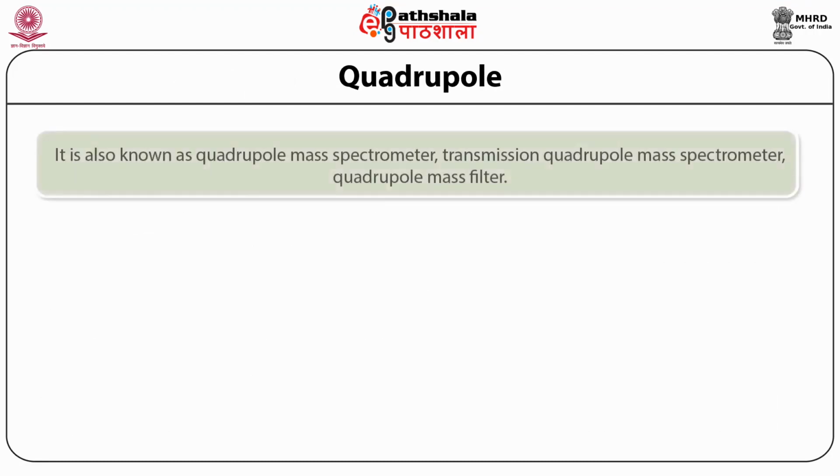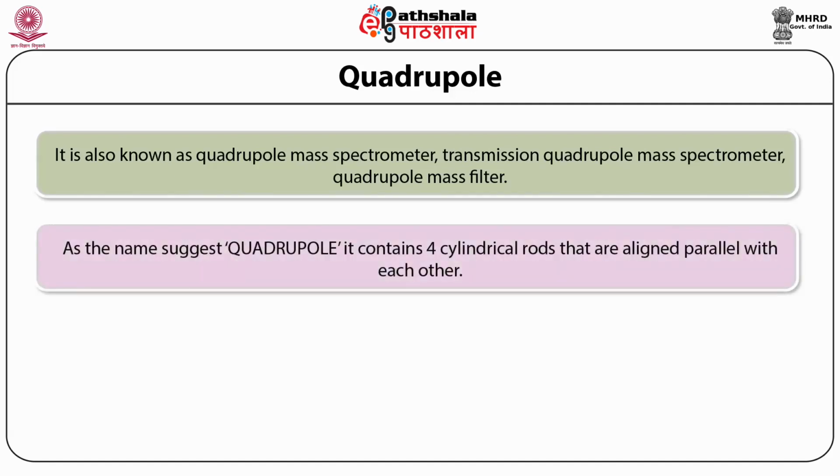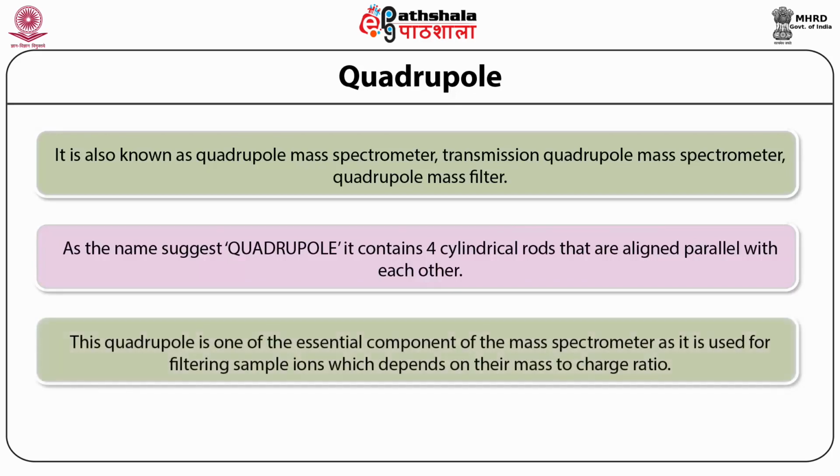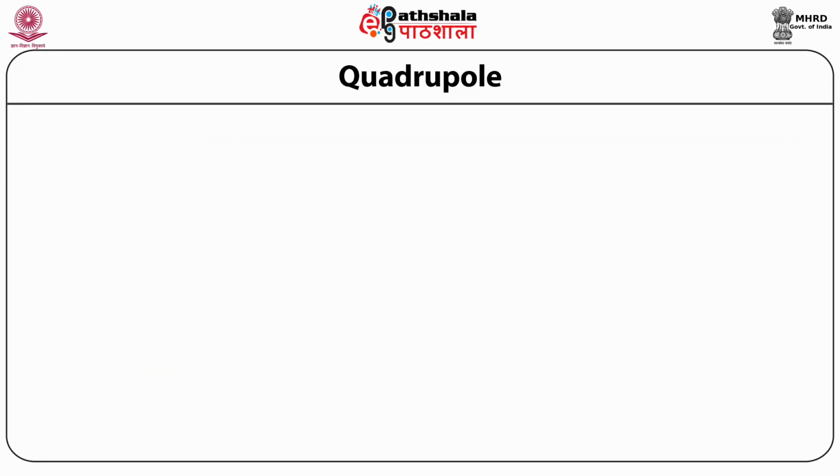Quadrupole. It is also known as quadrupole mass spectrometer, transmission quadrupole mass spectrometer, or quadrupole mass filter. As the name suggests, the quadrupole contains 4 cylindrical rods that are aligned parallel with each other. This quadrupole is one of the essential components of the mass spectrometer as it is used for filtering sample ions depending on their mass to charge ratio. The other important parts are related to the 4 metal rods.